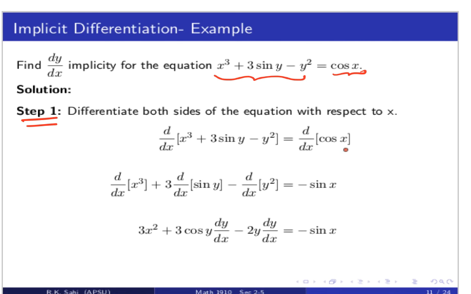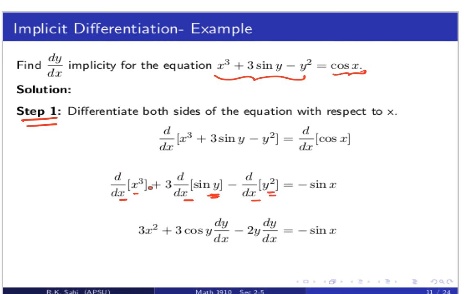Clearly, cosine x is simple. You get negative sine x. We are done with that part. Now let's look at the left hand side. So individually, we're going to take the differential of x cubed plus 3 sine y minus y squared. Now here, notice the x and the x are the same, but the second term has an x and a y, so now that's a little different. And similarly, the third term, the x and the y are again different.